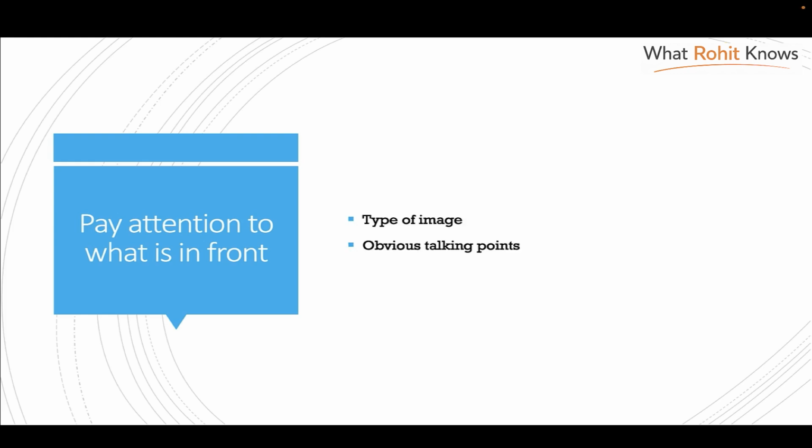So type of image and the obvious talking points like what is the title, what's any other text that's written in front of you. If it's a photo, let's say of a building, then you immediately know that it's a building and you can make a sentence about a building. So the points are there in front of you. That's what I'm trying to say. So do not panic. This is not a test of your critical skills. You're not making a presentation to a board of directors. This is an image. It's a test of your speaking abilities.